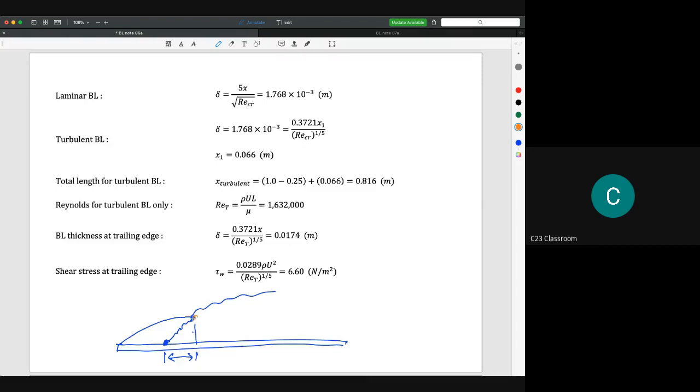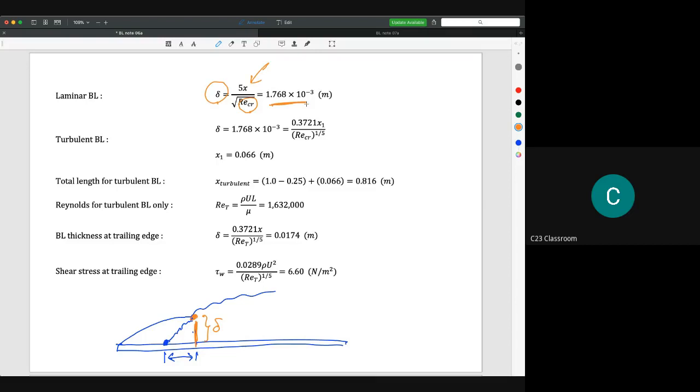However, at this point, this thickness is actually delta, the boundary layer thickness. It is shared by the turbulent and also by the laminar. So we use this idea to solve the problem. This is the delta. We could calculate the delta by using the laminar boundary layer. Based on the Blasius solution, we have 5x over the square root of Reynolds critical. We substitute the Reynolds critical here, 5 times 10 to the power of 5, so we get around 1.768 times 10 to the power of minus 3.